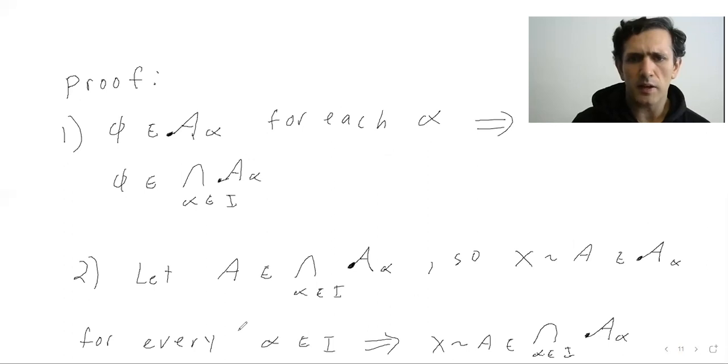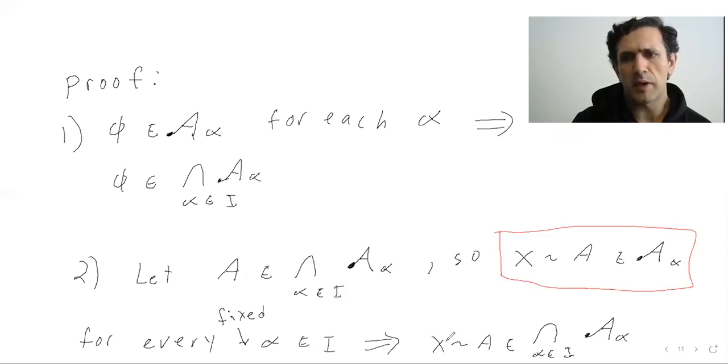And maybe to make it a little clearer, this is again just like what we just did. Here we're fixing an alpha, and because this in red is true for every fixed alpha, that means it's in the intersection, because it's in every single script A alpha. All right, so a very easy proof.